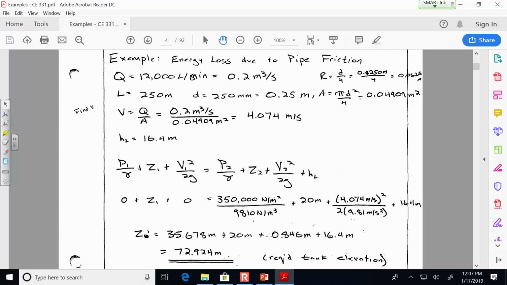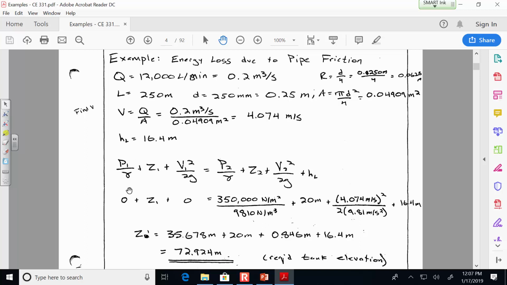Okay, so here's the solution to calculate the elevation of the water in that reservoir on the left. We have to do some of the preliminary stuff at the beginning, like calculate what's the flow rate, not in terms of liters per minute, but in meters cubed per second, because we're going to need to calculate the velocity of the water that's flowing through the pipe. Although we're going to cancel out the velocity head at 1, at 2 we're taking that to be the pipe just before it gets to the building, and so it still has velocity head when the water's in the pipe just before it gets to the building.